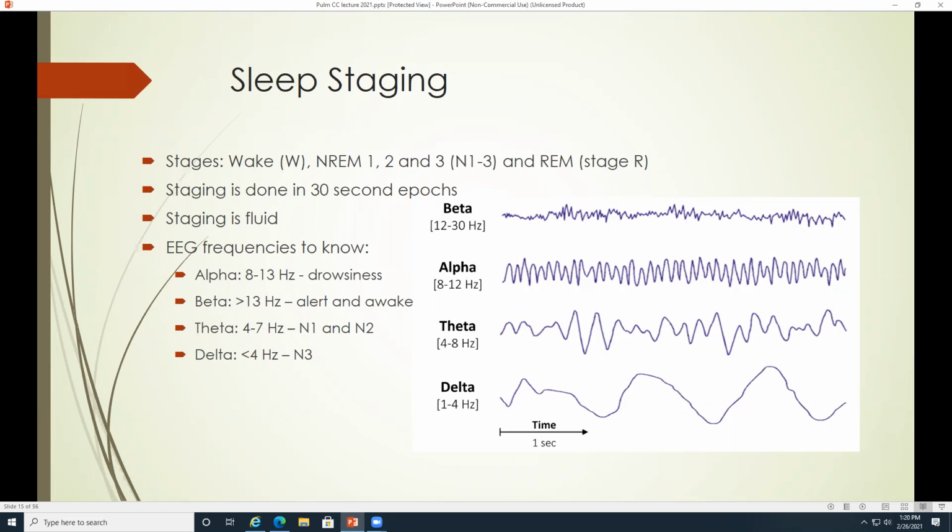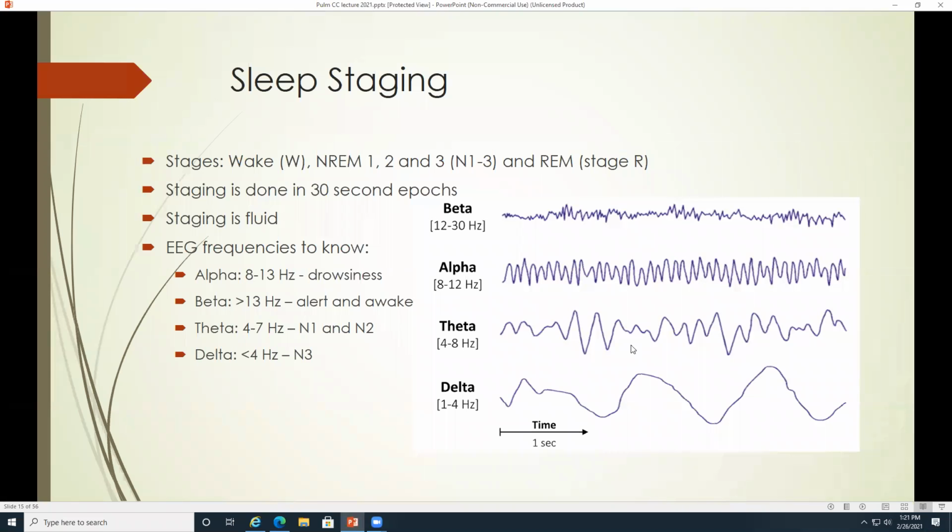EEG frequencies you need to know, and there are examples to the side there. Alpha is 8 to 13 hertz, and that's drowsiness. We'll show a lot of real examples of this. Beta is greater than 13 hertz. This is alert and awake. You won't see too much of this on sleep studies because it should be done when they're somewhat drowsy. Theta is what's going to make up a lot of the sleep study, and this is 4 to 7 hertz, and this is N1 and N2.